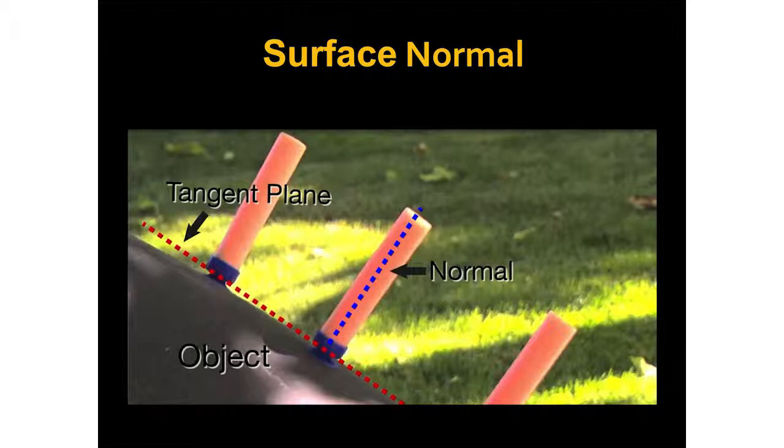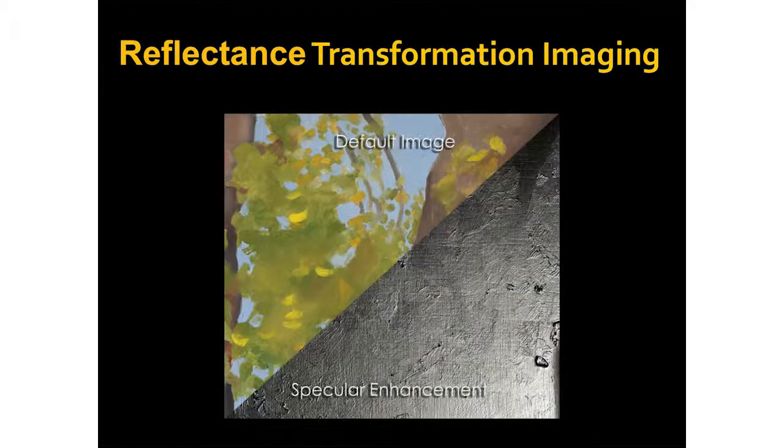Okay, and that's what RTI gives us. So reflectance transformation imaging is a digital imaging technique where you take a stationary camera, stationary piece of art, and you change the light source. And that gives you lots of different reflectance values.